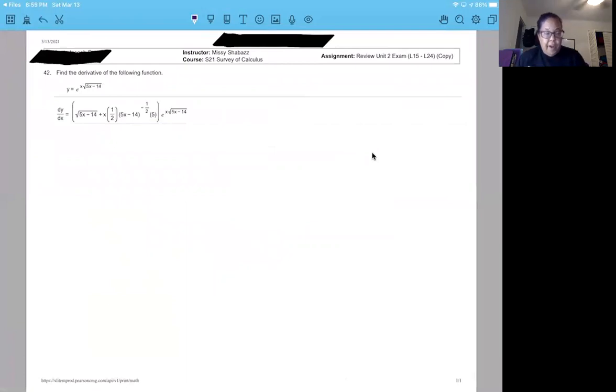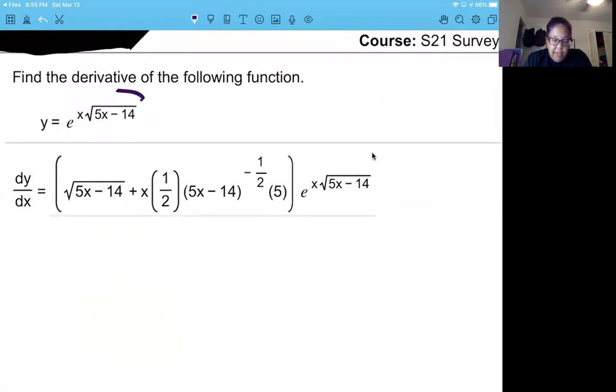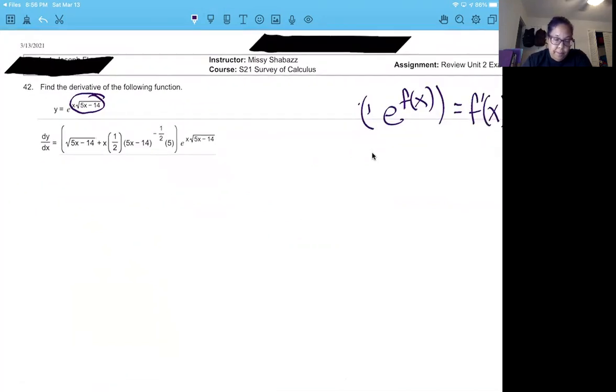All right, another find the derivative. So just a reminder, if I'm taking the derivative of e to some function, the derivative is the derivative of that exponent times just the original function. So what I need to do on this problem is find the derivative of that exponent and then just multiply it by the original function. I'm going to rewrite it so that it is e to the x times 5x minus 14 to the 1/2.